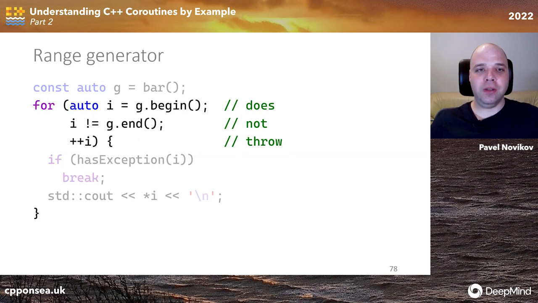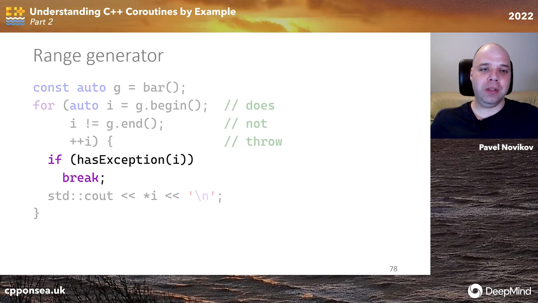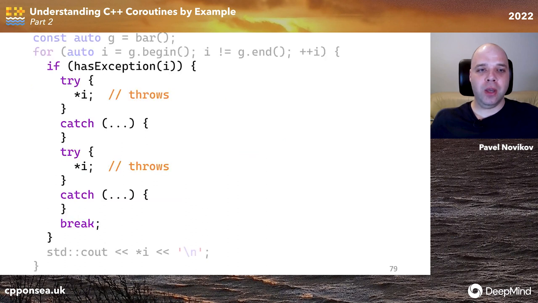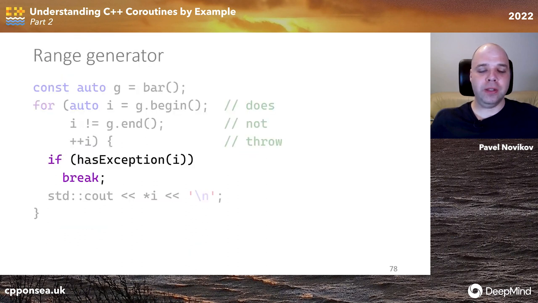And here we can have basically the same loop with a begin, comparing to end, and increment, which do not throw. We can check the current iterator if it refers to an exceptional state. We can, for example, break and never bother with handling that exception that we got. Otherwise, we can just dereference the iterator. And there is a chance that in case of an exception, it will throw an exception.